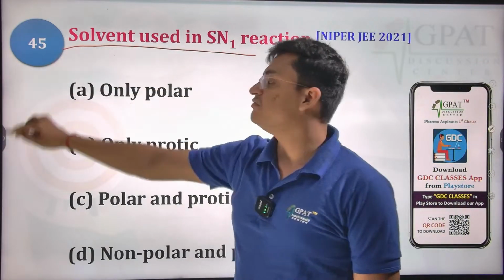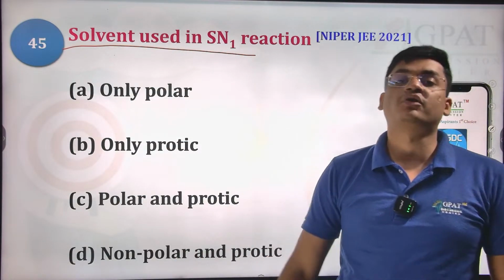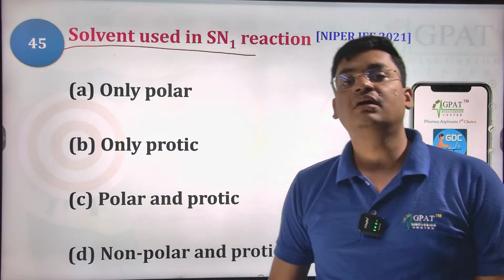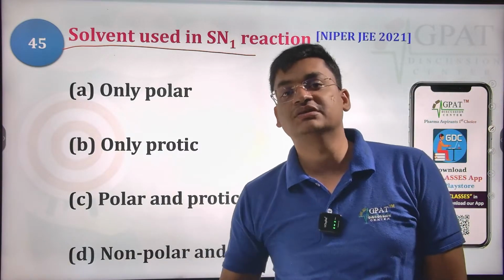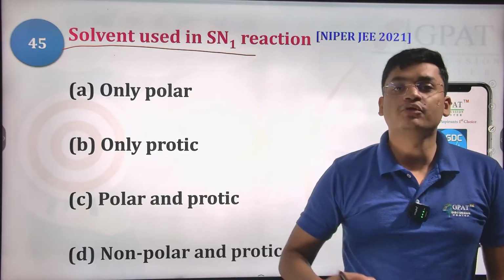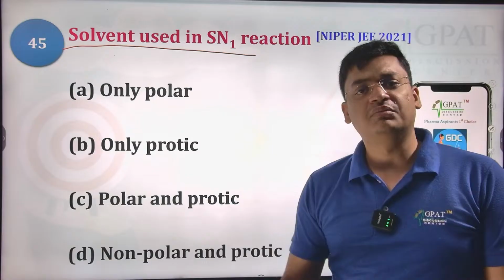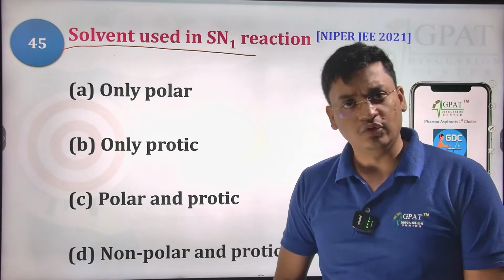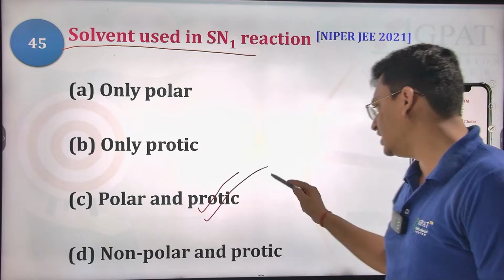Solvent used in SN1 reaction. So for the SN1 reaction, we are having a polar as well as a protic solvent. The polar, that is having polarity, and the protic, that is the solvent that has a tendency to donate H+ ions, protons. So they are protic solvents. So yes, water, methanol, they all are polar as well as protic solvents. So yes, polar, protic, so both. So C is the right answer.